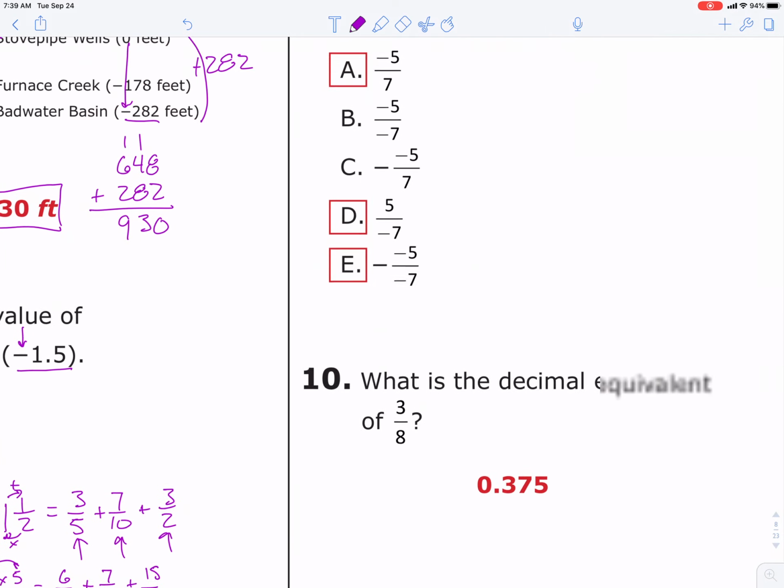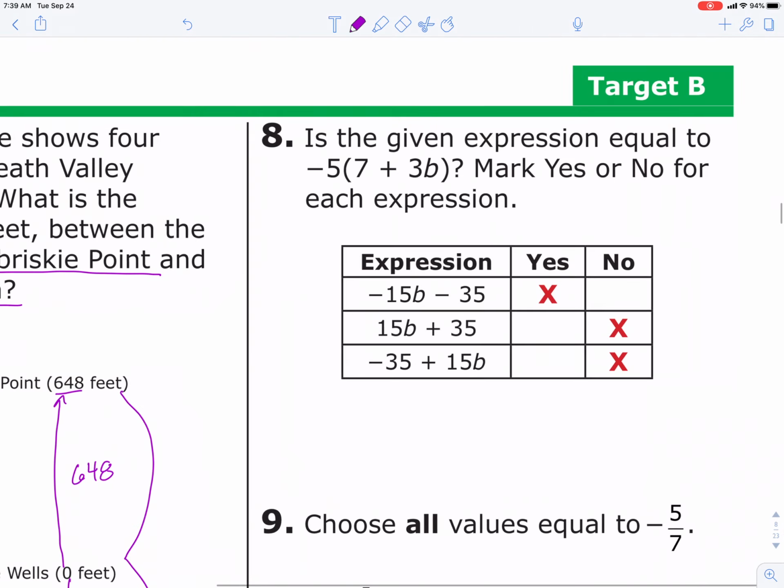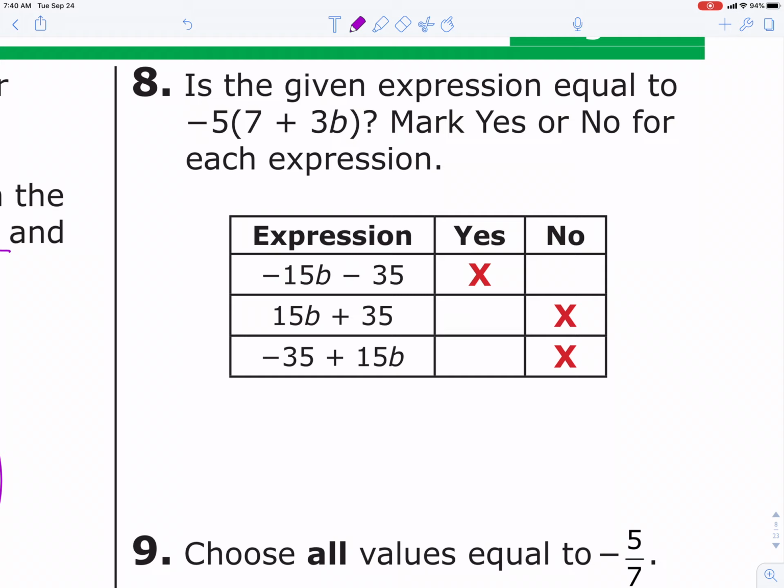Let's go up here to number 8. Is the given expression equal to -5 times 7 plus 3b? Mark yes or no for each expression. Okay, so let's figure it out first. We've got -5 times 7 plus 3b. Now, this is a distribution problem.